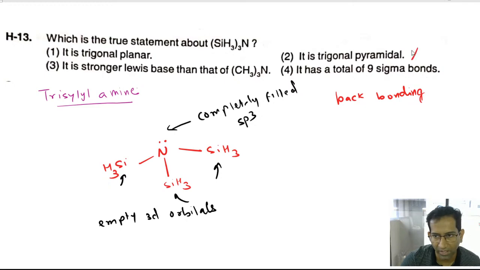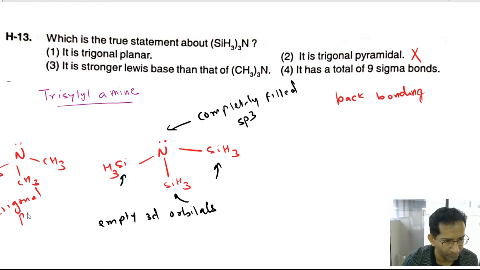ट्राइगोनल पिरामिडल तो नहीं रहा वो। अगर ये अमोनिया होता, या तो ये ऐसा होता NH3 या N(CH3)3, तो यहाँ पर ट्राइगोनल पिरामिडल स्ट्रक्चर होता। तो यहाँ पर बैक बॉन्डिंग नहीं है, तो यहाँ पर इसकी इलेक्ट्रॉन पेयर अवेलेबल है। That electron pair can be donated.